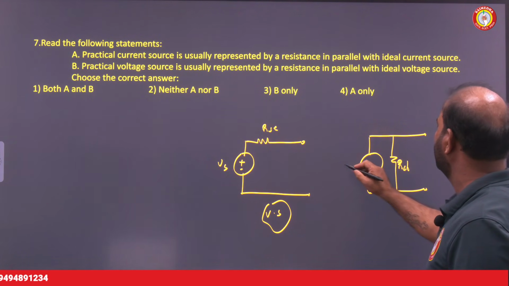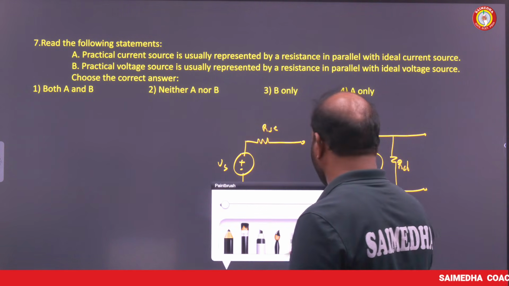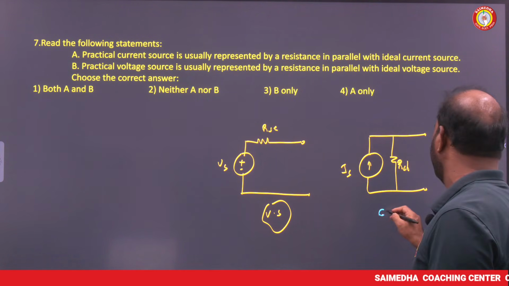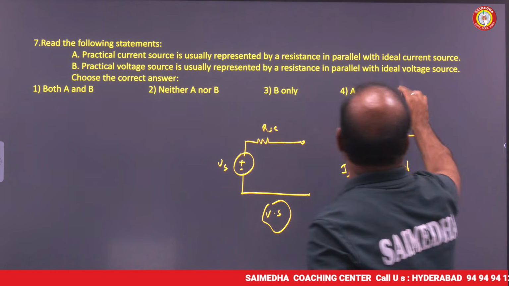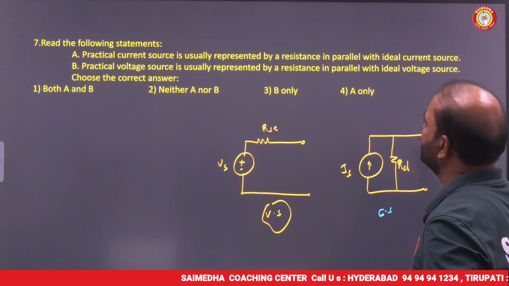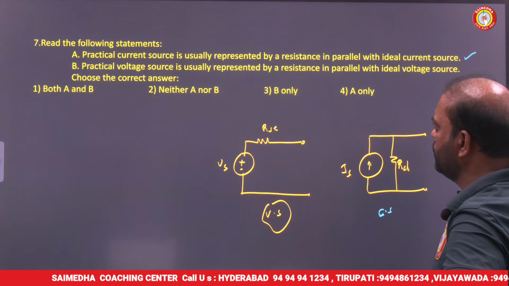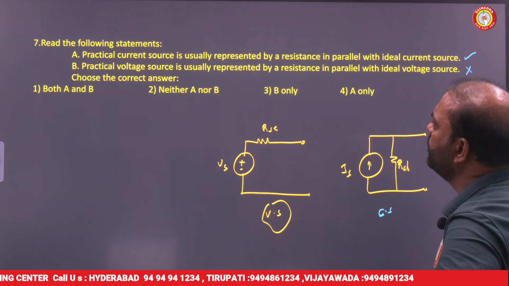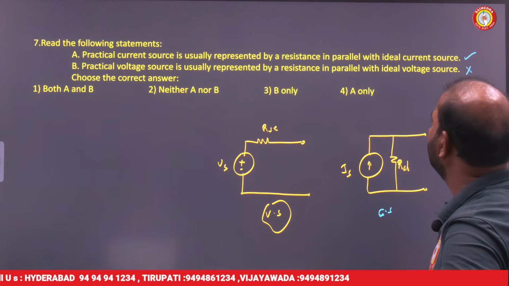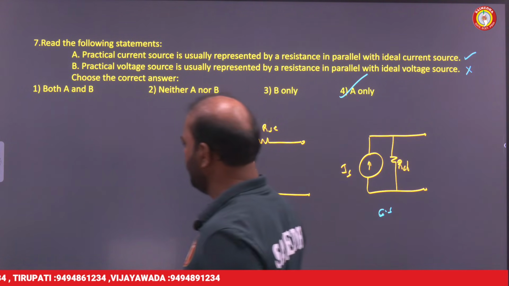So RSH, this is IS current source. This is the representation for voltage source, and this is the representation for current source. So practical current source is usually represented by resistance in parallel with ideal current source. That's correct. Statement A is correct. Practical voltage source represented by a resistance in parallel, no, this is a wrong statement. So statement A only is correct. Option 4 is the right answer.